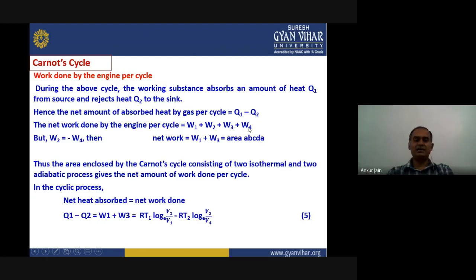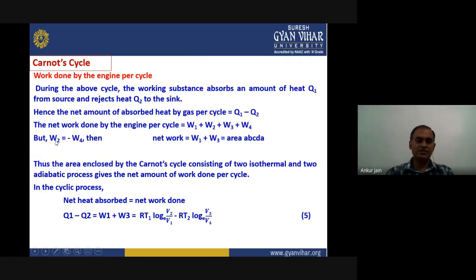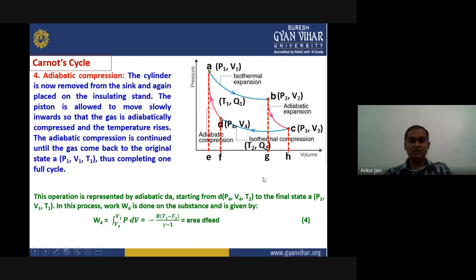But we can see here that the value of this W4 is exactly equal in magnitude, but with the opposite sign, because one is expansion and another one is compression. So that's why they will cancel out each other, and W2 equals minus W4. So this will be cancelled. The net work will remain as W1 plus W3, and that will be equal to area ABCDA. What is that area? Because the total process is this, the total area will be ABCDA. This will be the work done during this reversible process.